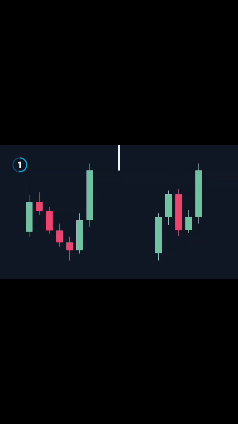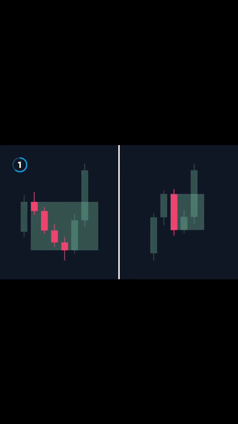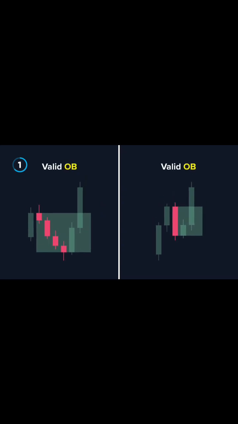The first thing to understand is that there isn't a specific number of candles that can make up an order block. So to give an example for this, here on the left, we have an order block that is made up of 4 candles, and then on the right side, we have another order block that consists of just one single candle. Both of these are valid order blocks, and this is because it doesn't matter how long it takes for an order block to be created. The only variable that changes from the different number of candles between these two bullish order blocks is the time that the sellers were in control for.